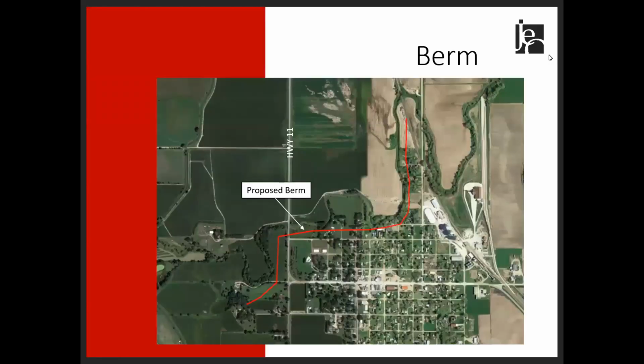The next alternative is the berm. You can see the proposed berm alignment shown in red. The berm runs just along the south of Mira Creek and ties into the railroad tracks up north and a high piece of ground to the west of Highway 11.